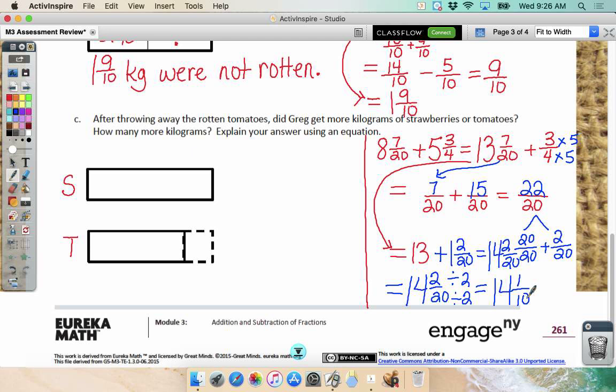So you have to simplify the first part of this problem. I forgot to write it on here. So we've got how much? 14 and 1/10 is strawberries. And how much was tomatoes? 1 and 9/10.